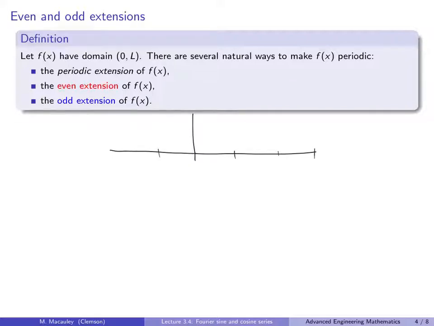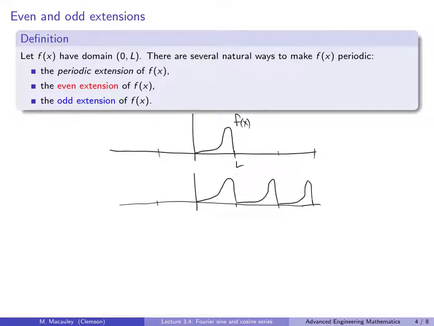So let's suppose f of x looks like this. So this is f of x. I've made it very non-symmetric. So this is defined only on 0 to L and nowhere else. So the first way that we can make it periodic is to just copy-paste it. So we can just take that little window and just copy-paste it like this. And we're going to call that the periodic extension of f, because it's just taking this and copy-pasting it left and right.